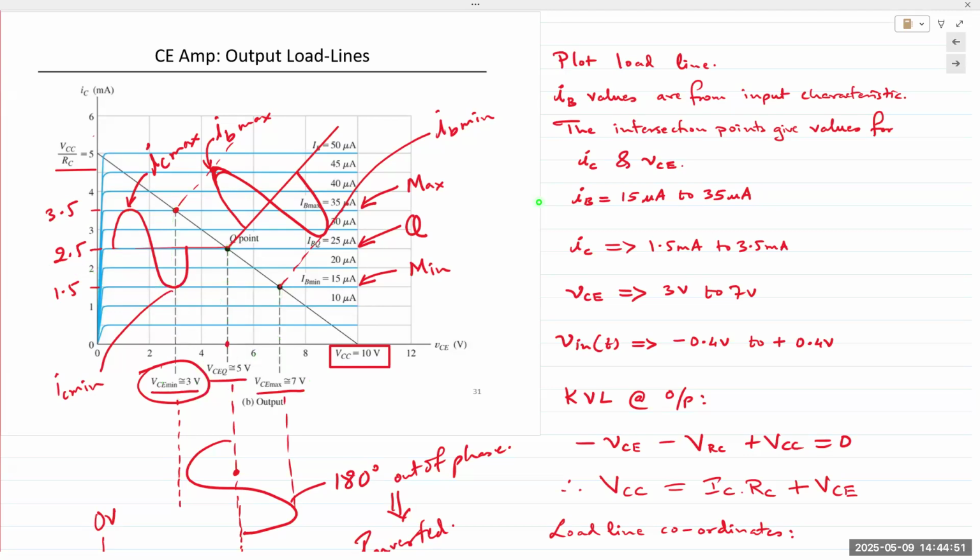So let's take the Q point where the input is equal to 0. IB is 25 microamps. The X and Y coordinates are 5 volts and 2.5 milliamps. For the minimum value of IB, you get VCE as 7 volts and IC as 1.5 milliamps, and then the maximum value, which is at 35 microamps, gives us 3.5 milliamps and a VCE of 3 volts. And that's how we find the values, or the solution, using load line analysis.